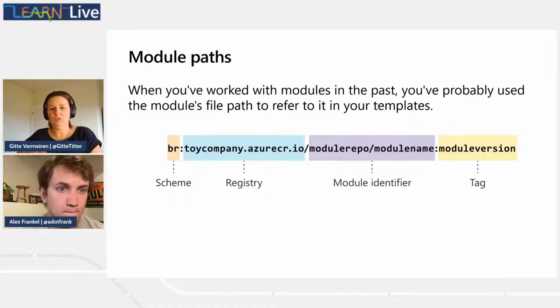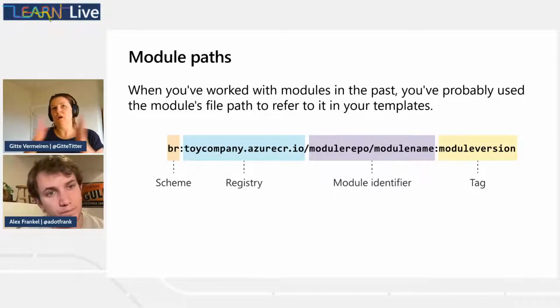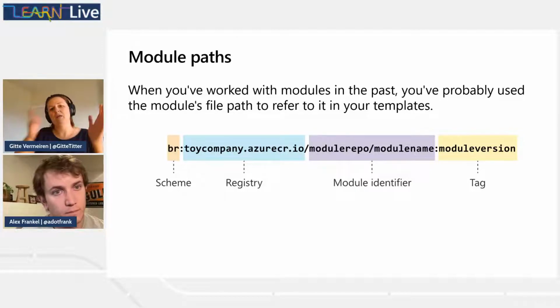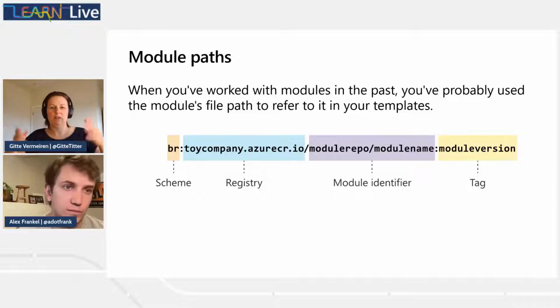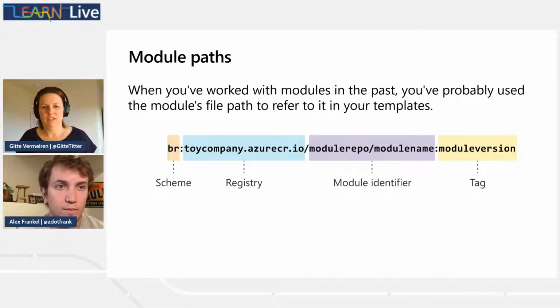You can use some kind of a naming scheme, let's say, for your modules. So potentially, if people are using that registry for container images and Helm charts and Bicep modules, they can put, as part of that module identifier, maybe image slash something, or module slash something, or Helm charts slash something. It's just to keep track of things, right?